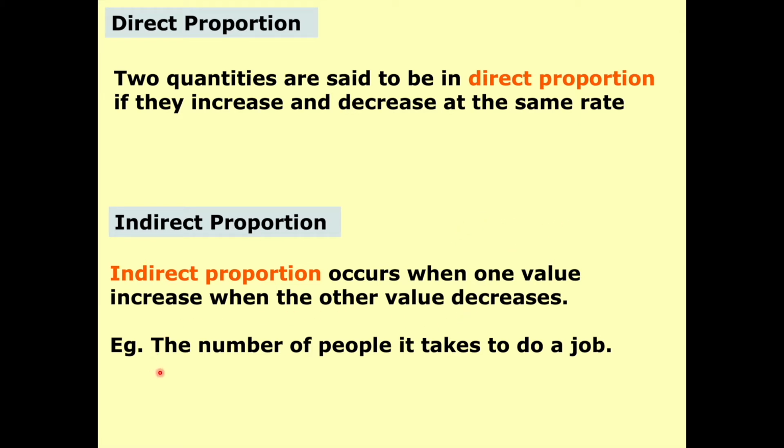An example of that would be the number of people it takes to do a job. So we all know that if you want a job done quicker, you get more people to do it. So the increase in number of people will decrease the time it takes to do the job. So these are the types of examples we will be looking at today.